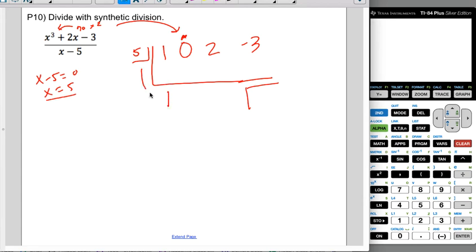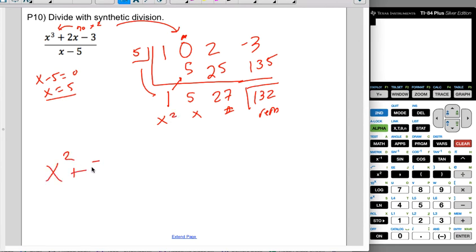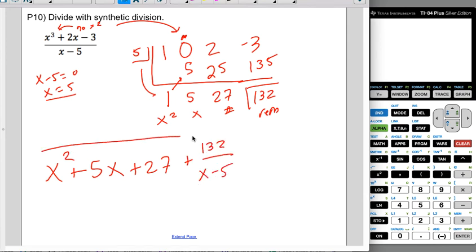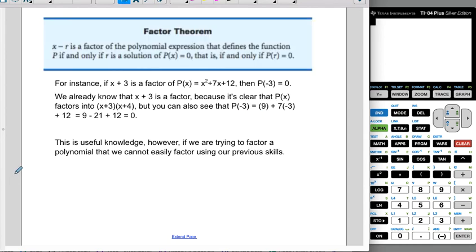I drop the 1 straight down, multiply, add straight down, multiply, add straight down, multiply, and add straight down. This is my remainder, my number, my x, and my x squared. So I get x squared plus 5x plus 27 plus my remainder over my divisor. And again, it's much faster to use synthetic division than long division. Cool. Let's move on from there.